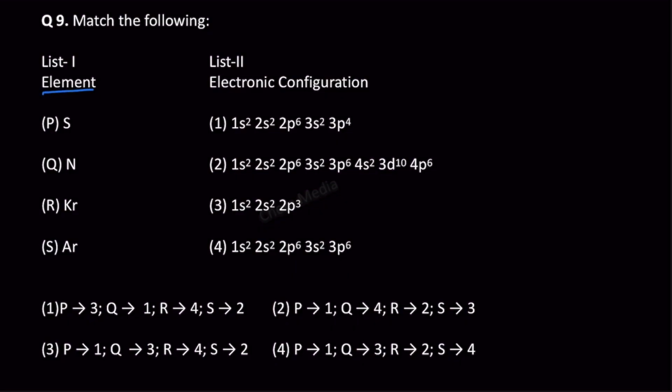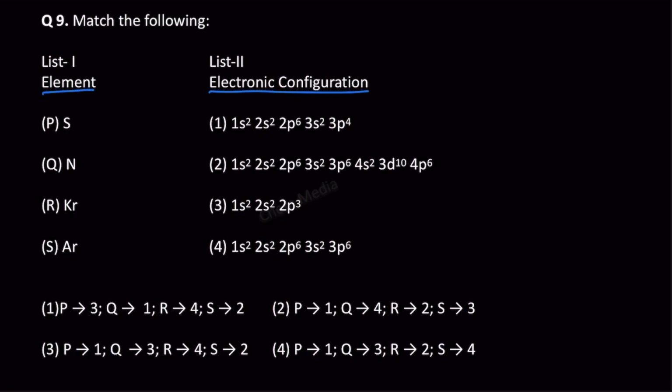4 different elements are given in list 1 and the electronic configurations are given in list 2. We need to match these two and find out the correct answer. This is more of a memory based question. So, if you remember the atomic number of different elements, then you can easily write the electronic configuration. Even if you remember the atomic number of 2 different elements, you can find out the correct answer.